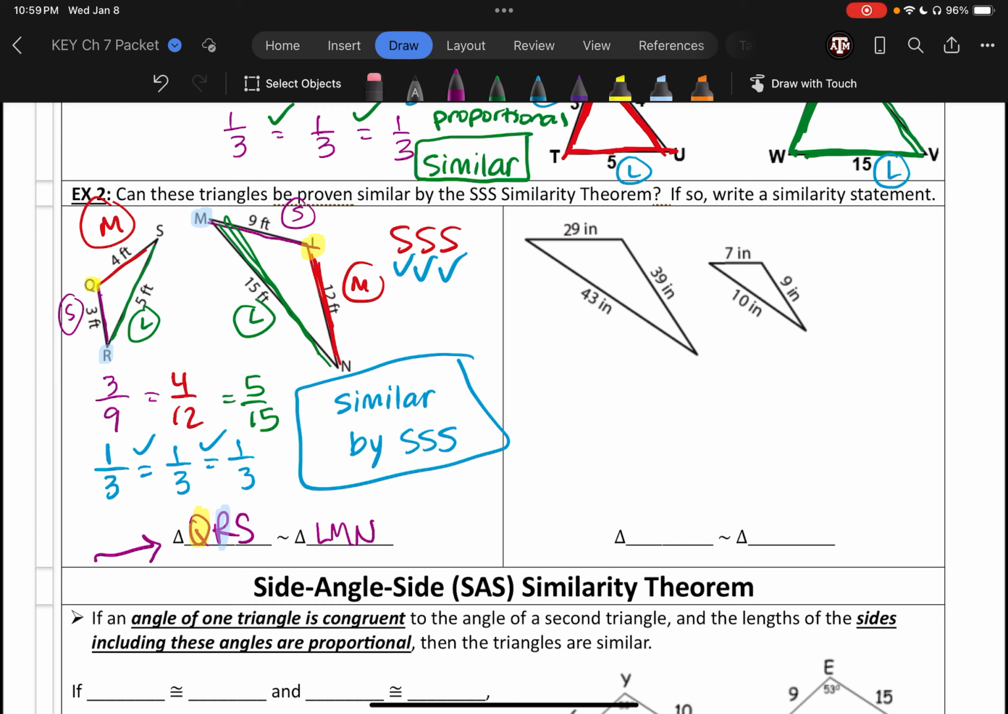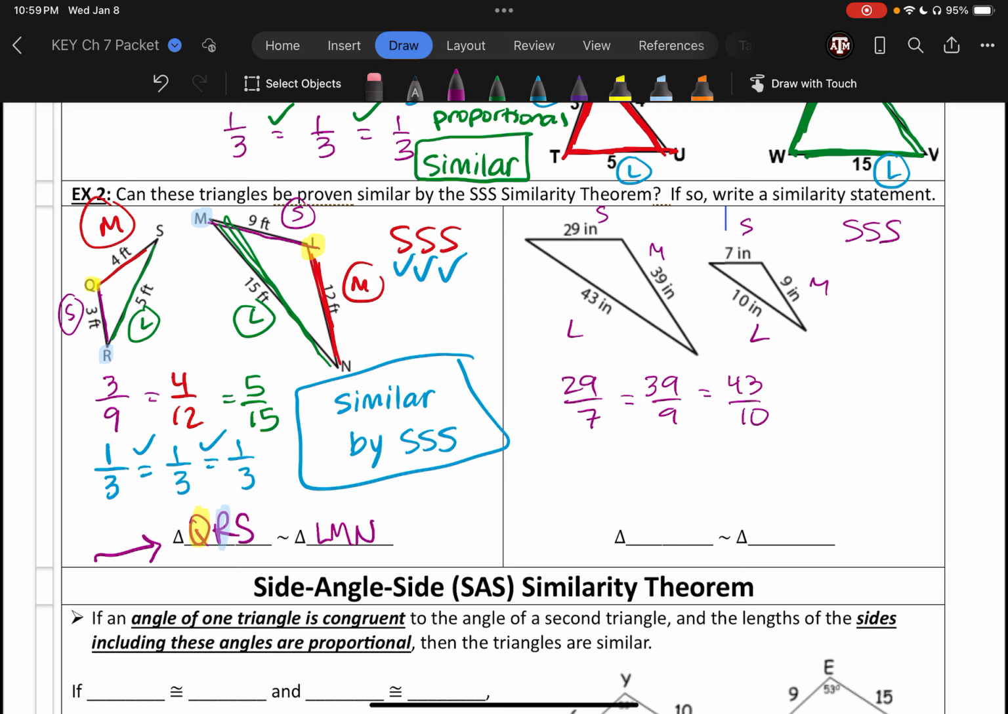Let's go ahead and label our sides here. Is this similar by SSS? Well, here is my smallest side, medium, large. And in the second triangle, small, medium, large. If I set up my ratios, small over small would be 29 over 7. Medium over medium is 39 over 9. And large over large would be 43 over 10.